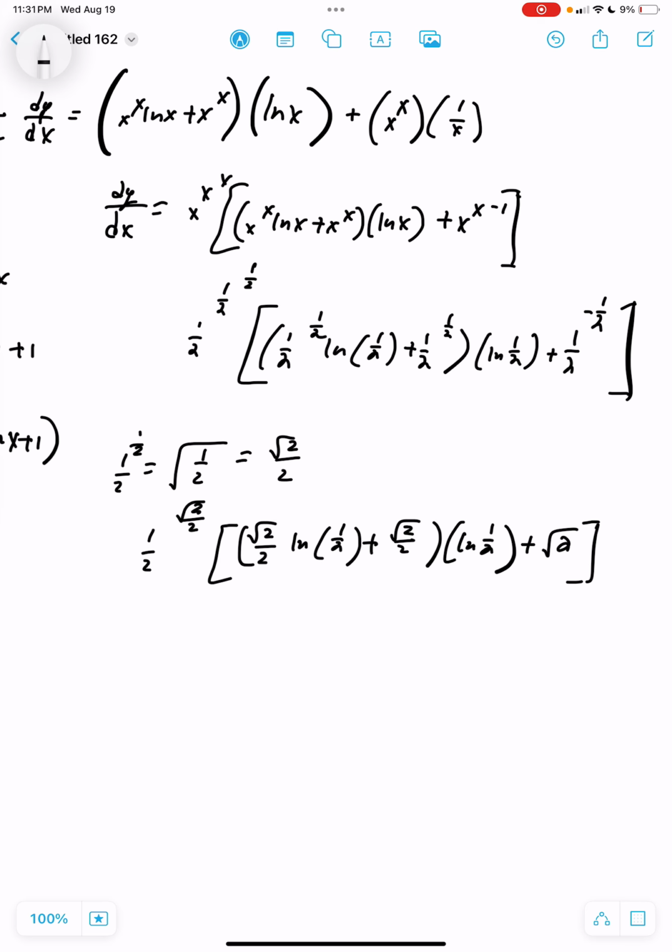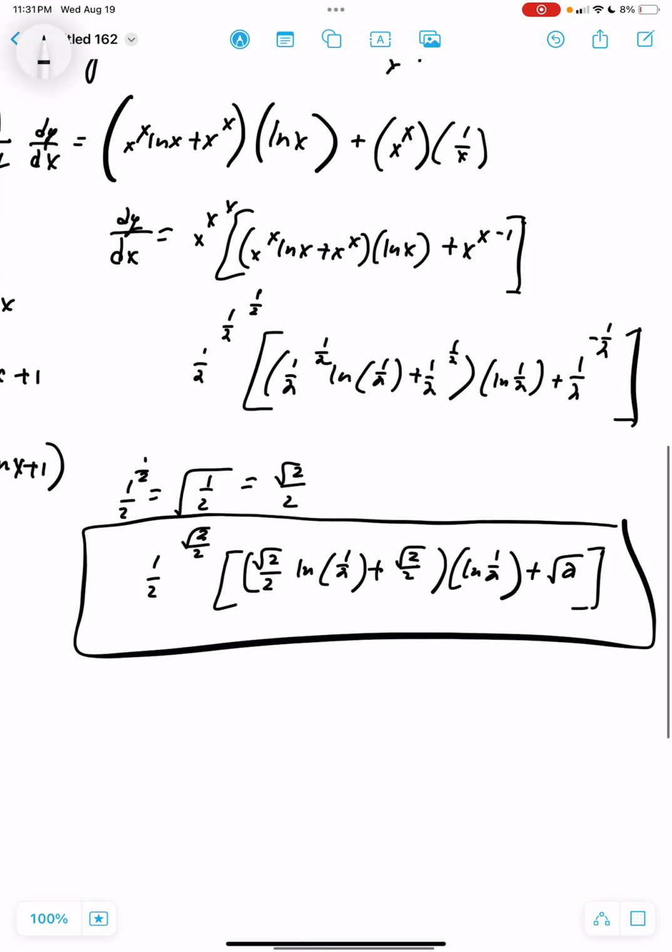Now, I am going to think about what 1/2 raised to the root 2 over 2 means. So that's going to simply be the square root of 1/2 to the root 2th power. So that's going to be hard to simplify, right? So I'm not going to try and simplify that. So this is probably what I would leave my final answer as right here. And yeah, that's the answer.